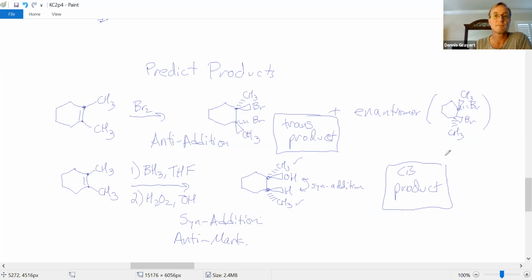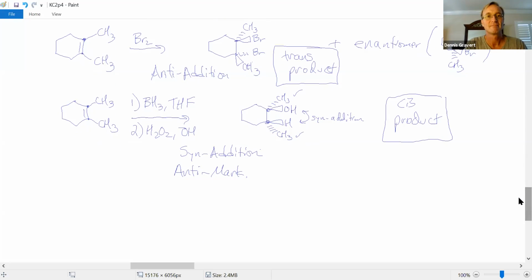Very cool. Okay, it's at this point students see the pattern and say, ooh, anti-addition means trans product. Syn addition means cis product. Got it. That's all I need to know. Thank you, Dennis. Bye-bye. And I'm like, ooh, no. Let's take away a methyl group. And let's do hydroboration again.